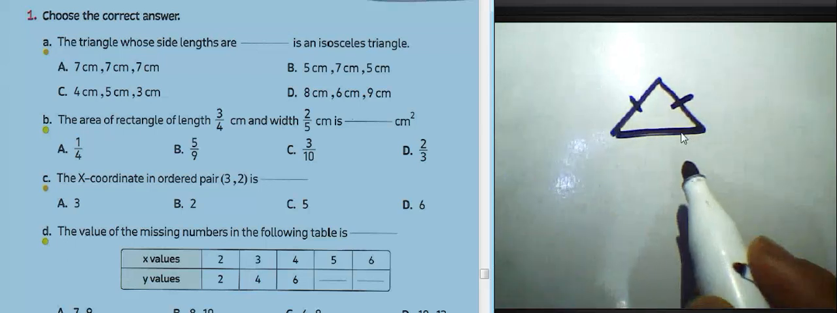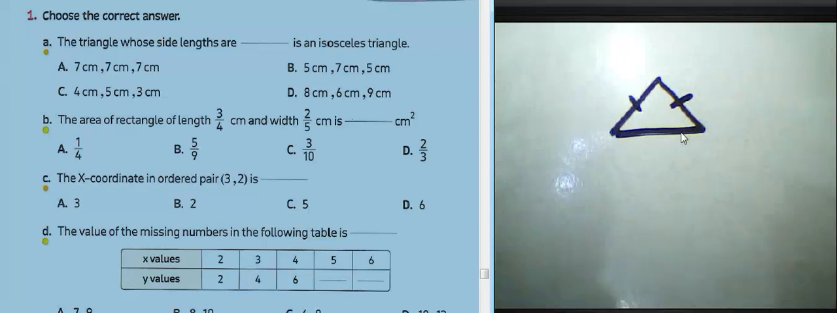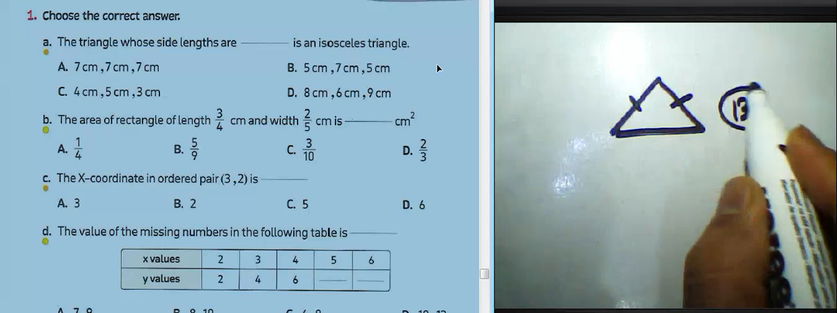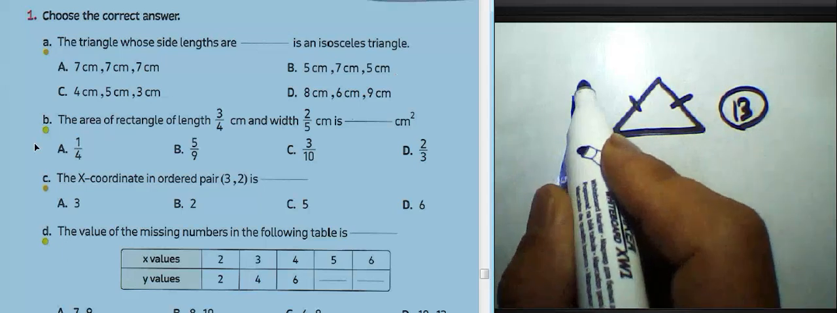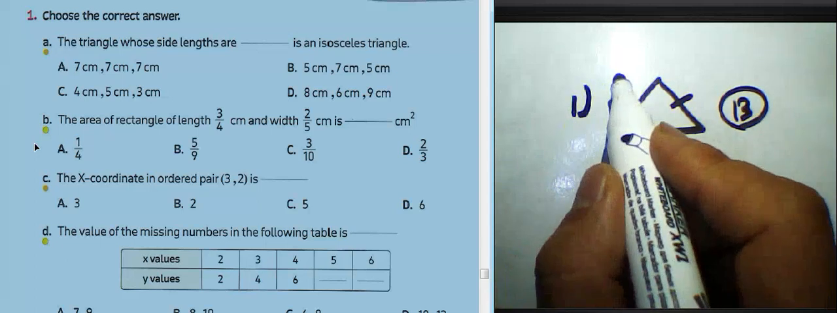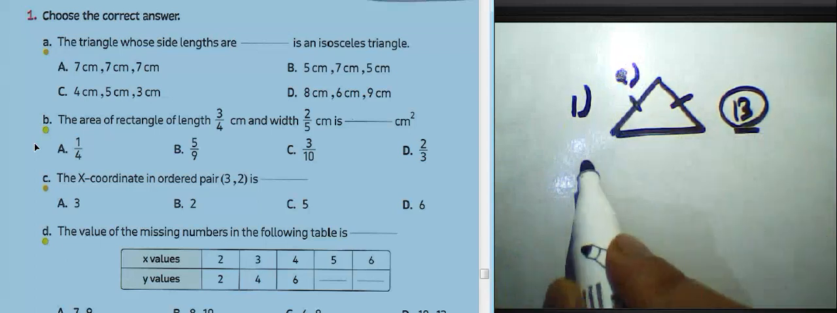If he asks about equilateral, all sides are equal in length, but if he asks about 3 different sides, it will be scalene. So in this example he asked about an isosceles triangle. Isosceles, we have 2 sides equal in length. We must choose letter B for question number 1, 5 and 7 and 5. Letter B was question number 1, letter A, choose letter B.